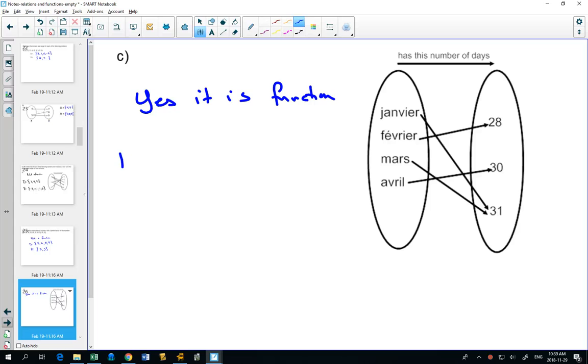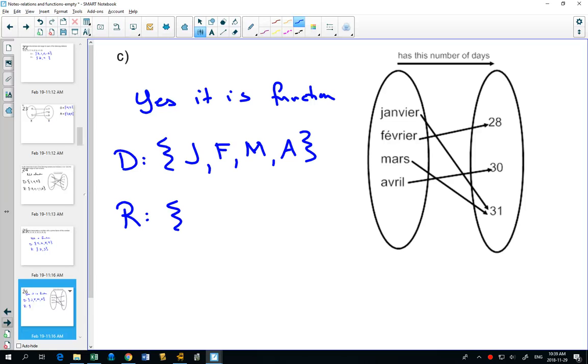If we wanted to write our domain, are you okay if I write it shorthand? Instead of writing out all the words. And what's our range? Okay. 20, I'm just kidding. What a waste of time to do it that way. 28, 30, and 31.